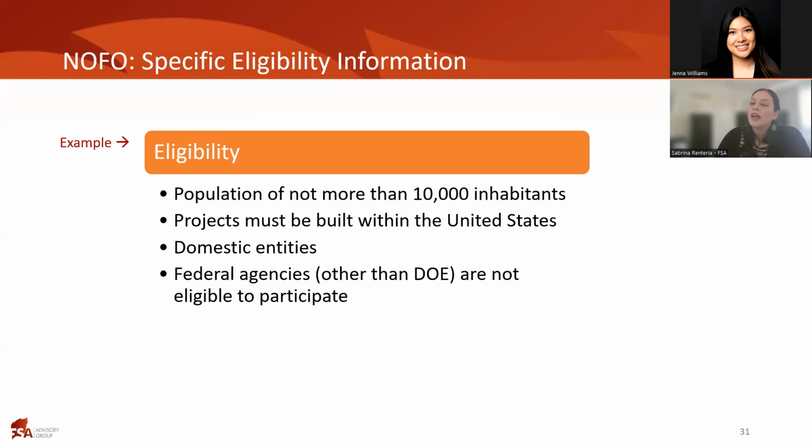For the rural energy grant, another requirement was that the projects, of course, had to be built within the United States. Whoever applied had to be a domestic entity, and no other federal agency other than the Department of Energy can participate. So just because the synopsis says we're eligible, maybe we have 20,000 people on our reservation, we wouldn't meet that definition of rural. So keep an eye out on that just to make sure we are 100% qualified to apply.